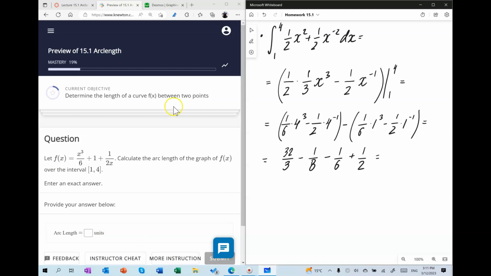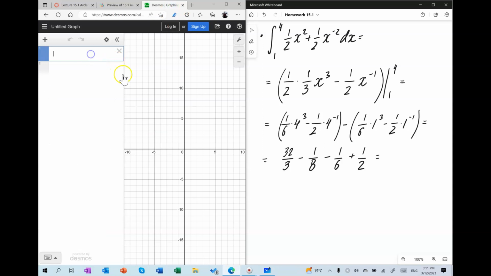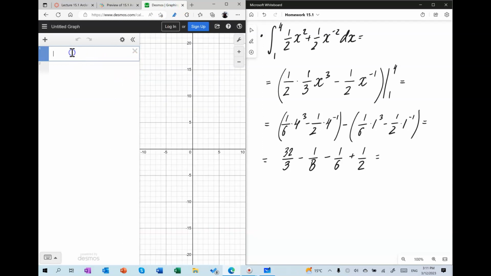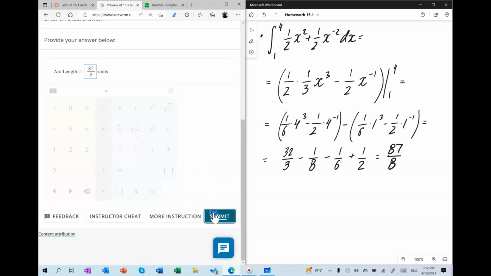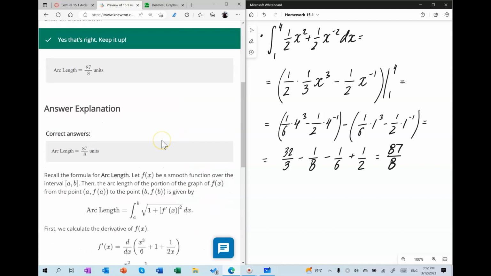And I'm not really into doing all this common denominator, so I'm just going to use decimals here. So 32 divided by 3 minus 1/8 minus 1/6 plus 1/2 is that. We can write it as a fraction, so it's just 87/8 is the answer. And it says enter the exact answer, so we're going to enter it as 87/8. And that's right.